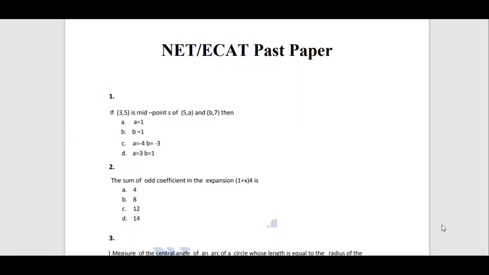Okay, so today we are going to discuss a NUST entry test past paper. Question 1 says if 3, 5 is the midpoint of 5a and b7, then... okay, so for the midpoint, we should know that, let's say xy is the midpoint of 2 points, then this is the formula which we use.